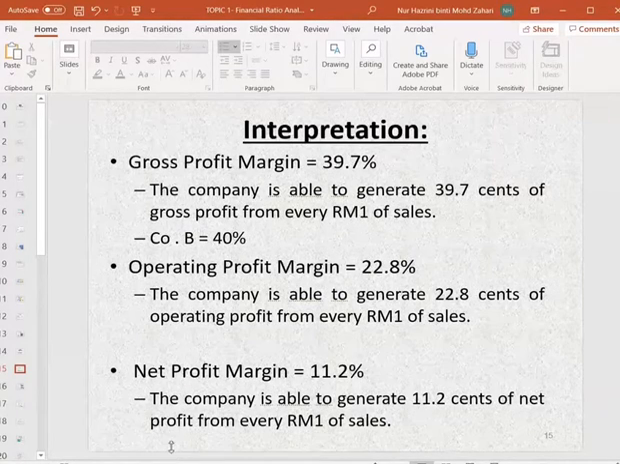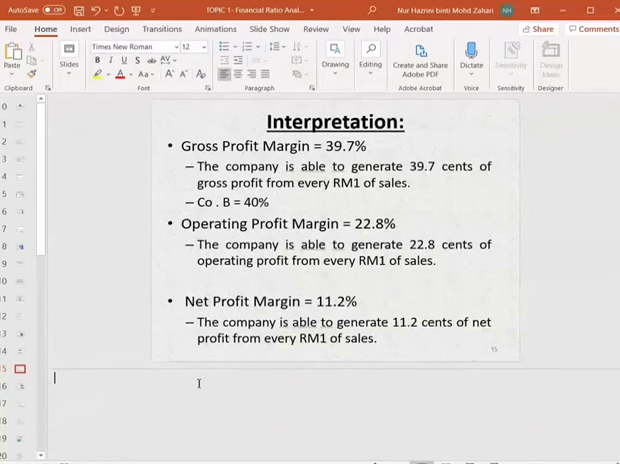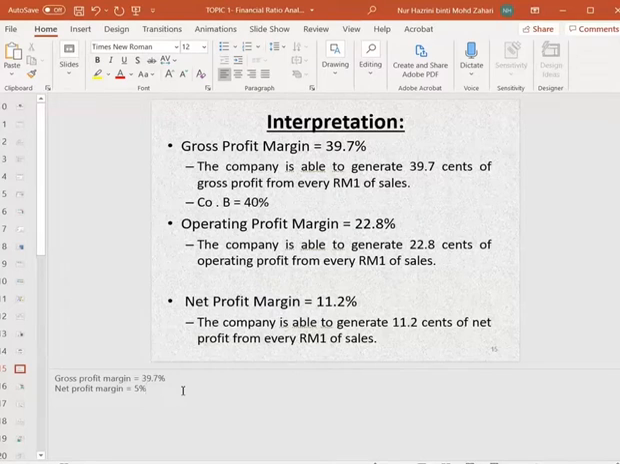Another thing I want to highlight is, we compare between companies, but we also compare within our own company. Let's say our gross profit margin here is 39.7%, and our net profit margin here is 11.2. But if I put 5%, it means there is a huge gap from gross profit to net profit.